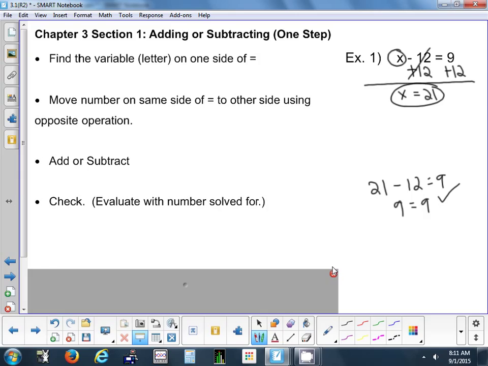So to do these ones, when we're doing addition or subtraction, one step, those are the 4 steps you want to follow. Boom, boom, boom. If you have another way you think of it, that's fine too. Nothing else on this page, right, Mr. Hager? I don't think so. We're good?